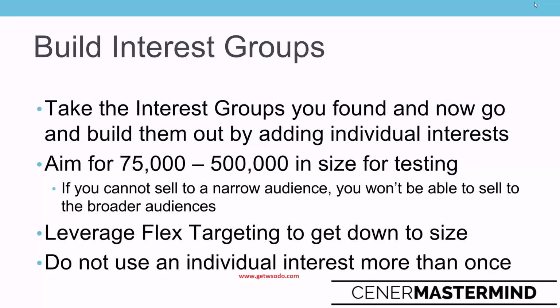Okay, the idea here is that if you can't sell to a narrow audience, and this is certainly a narrow audience, 75,000 to 500,000, if you can't sell to that audience, good luck. You have no shot of selling to a broader audience. It's not going to happen, right? I mean, if you can't sell to people that really, really love cat magazines, what's going to make you think that you're going to be able to sell to just someone who just generally likes cats, from the widest stance?